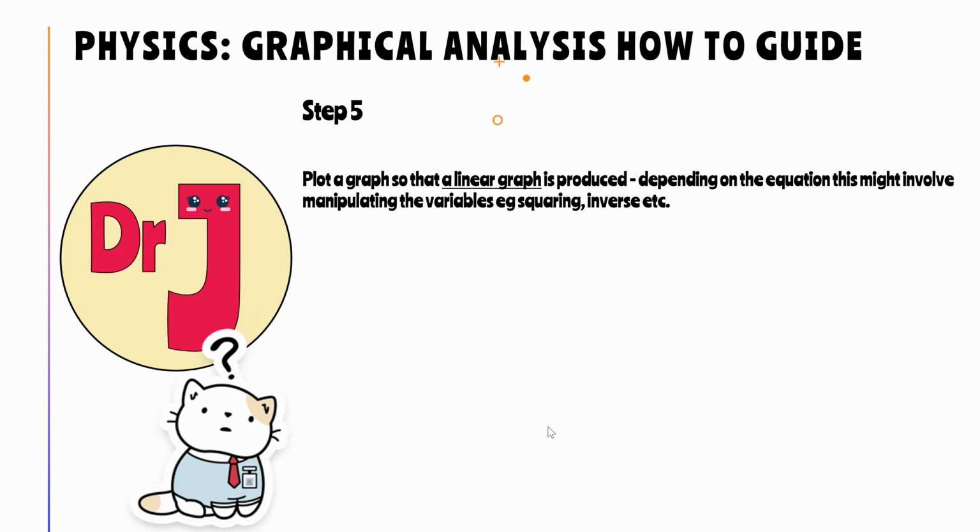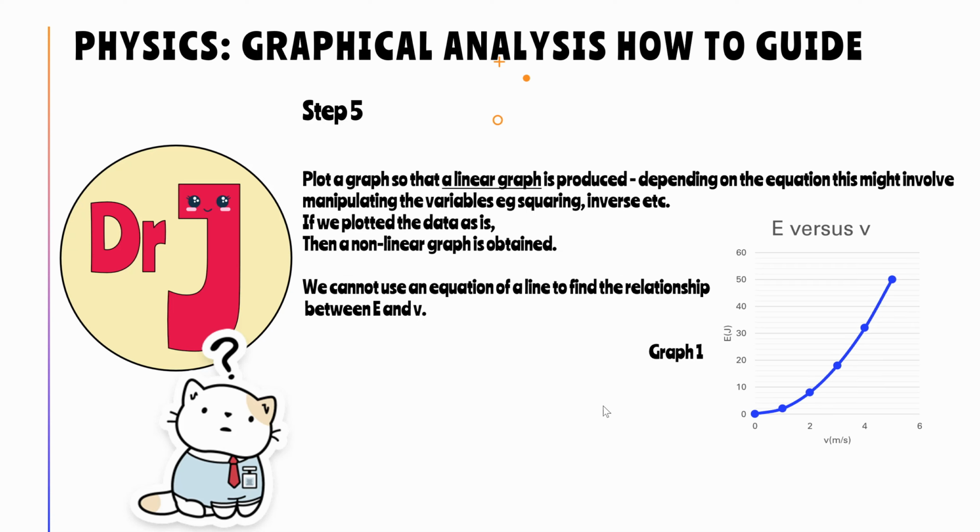Step 5, we're going to plot a graph so that a linear graph is produced. This is the bit that sometimes people have a bit of trouble with. Now, if we plotted the data as it was, so just E versus V, we'll end up with this parabolic type graph, and we're unable to analyze that easily. So what we need to do is make sure that this graph is linear, and there is a way to do it.